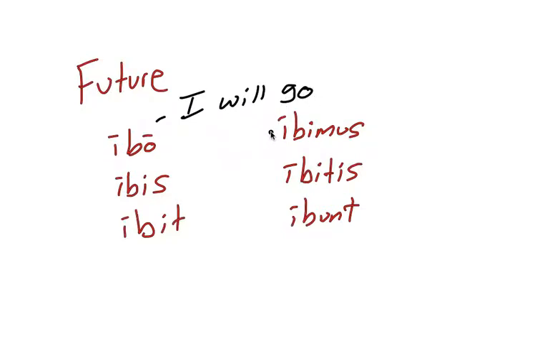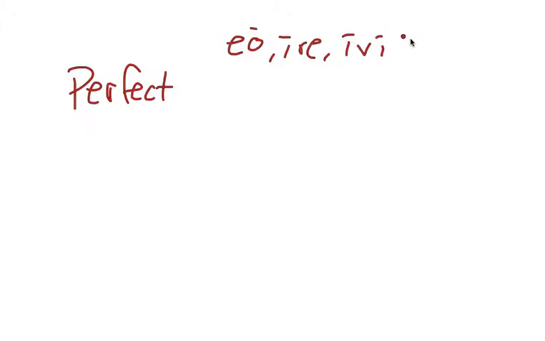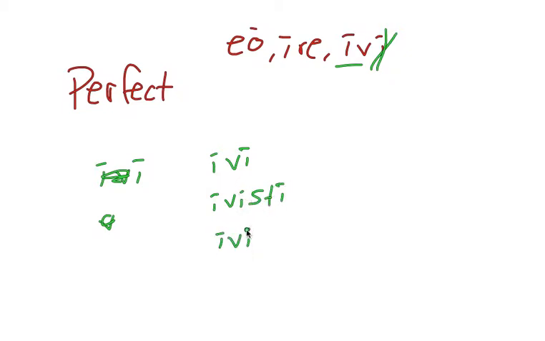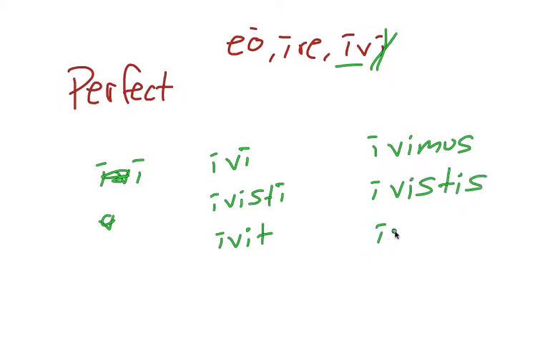Okay, and the perfect system, perfect, pluperfect, and future perfect, all pretty regular. So perfect. Okay, so eo, principal parts eo, ire, ivi. Right, take off the i to get the perfect stem. So it's ivi. Oops, can erase that, so I'll start over. Ivi, ivisti, ivit, ivimus, ivistis, and iverunt.